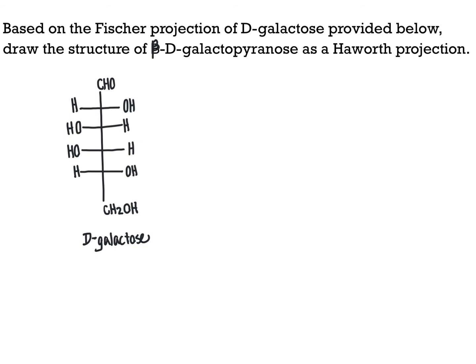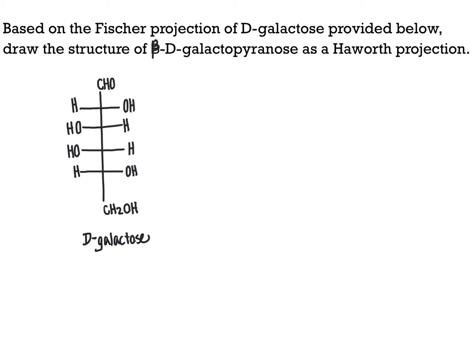So here we have the structure of D-galactose provided to us. We could also have looked that up on a reference chart of standard aldohexoses. Based on the Fischer projection that we see below, we're asked to draw the structure of beta-D-galactopyranose as a Haworth projection. Let's apply what we learned previously about Haworth projections in the earlier video to go ahead and take care of this.